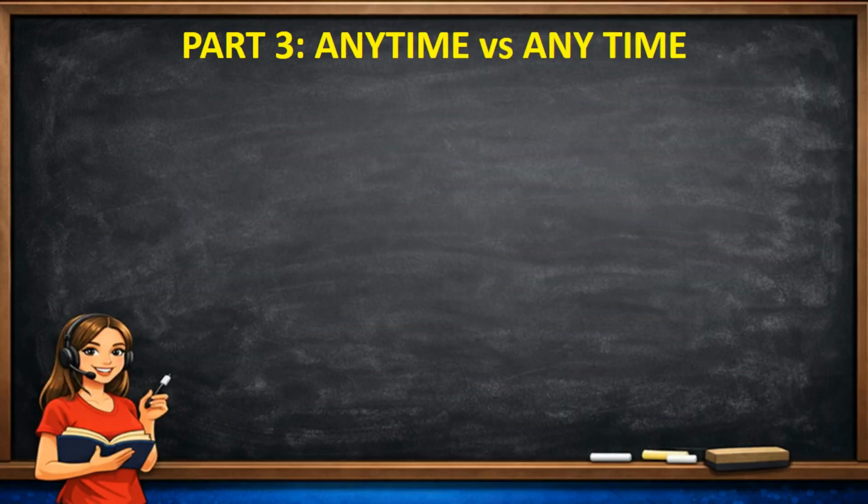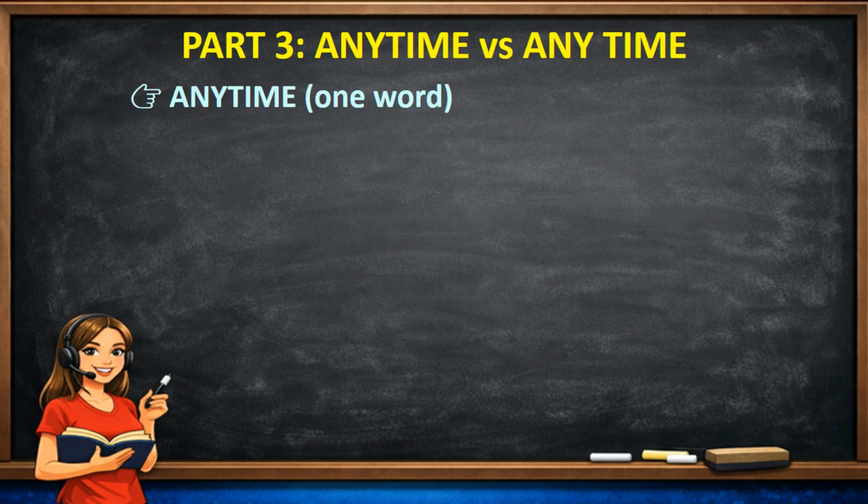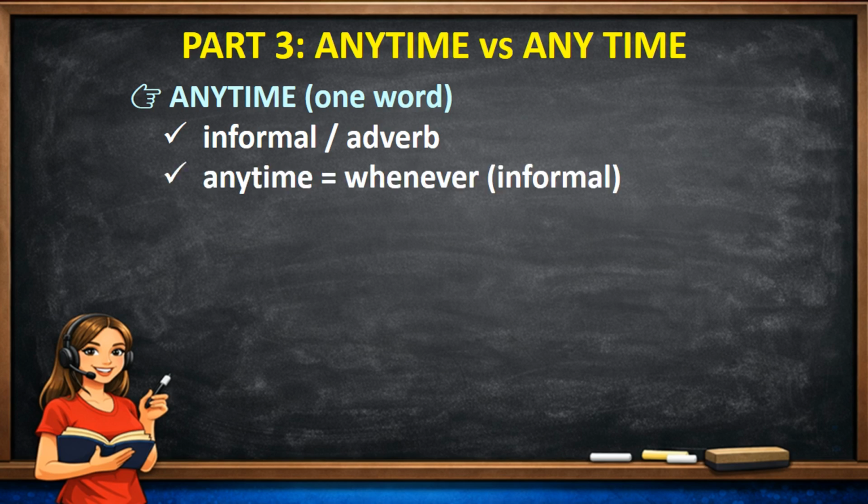Part 3. Anytime versus any time. Let's see and understand the difference. First, anytime written in one word. It means informal, and it is used as an adverb in a sentence. Simply say, anytime means whenever, and this is informal.